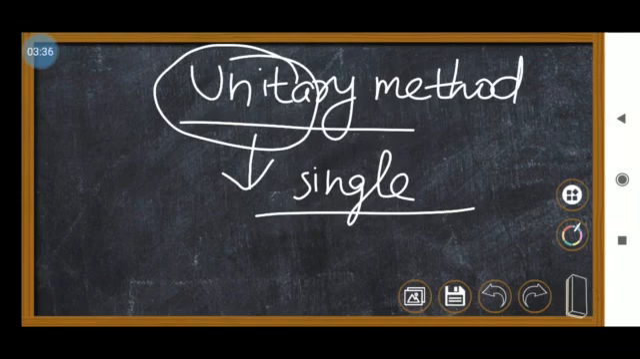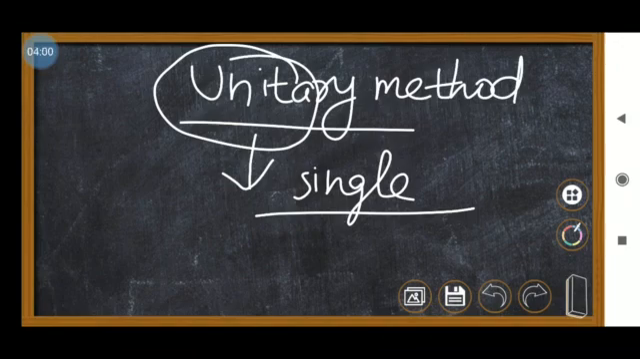In your book they gave it in block letters, in black color. The method in which we first find the value of 1 unit, then find the value of the required number. For example, 10 pens are 100 rupees. Find the value of 5 pens.